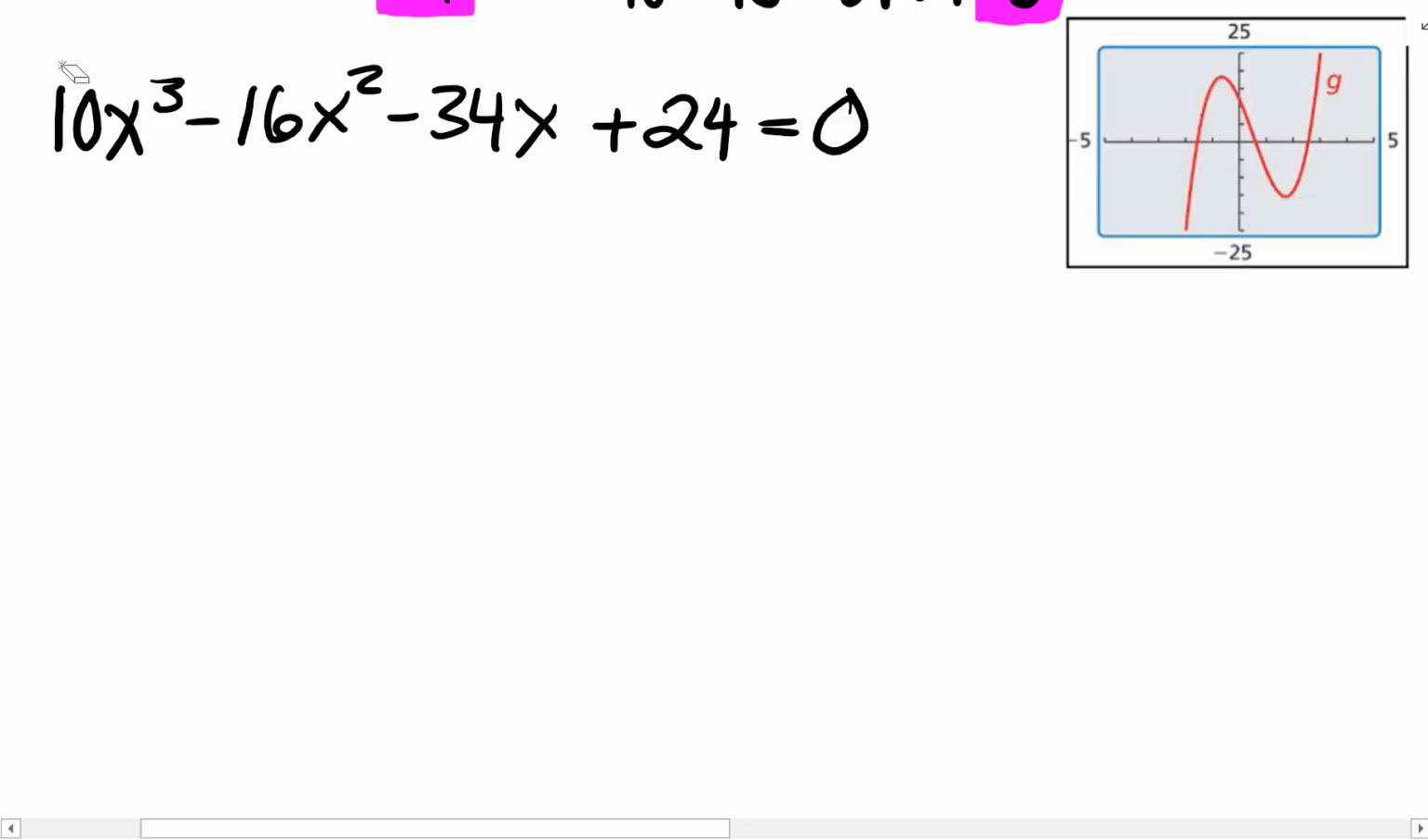Now I have a cubic polynomial. It has 4 terms, so I always check to see if I can factor by grouping. But before I even do that, always, first and foremost, is there a greatest common factor? Is there a GCF in each of these terms that I can reduce? Yes, 2 goes into every single one of these terms. I can factor out a 2 from this polynomial.